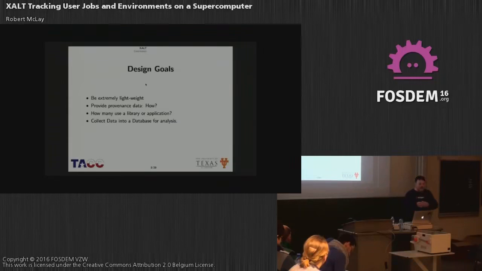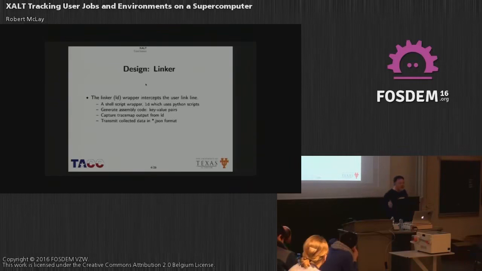So our goals are to be extremely lightweight. We want the users to not know anything that's going on. We'd like to provide provenance data, i.e. I'd like to be able to tell a user, if they asked, 6 months ago you ran this program with these environment variables, and this was the command line on this machine. We'd like to know what libraries people use. And we want to collect data into a database and for analysis, but you could also use tools like Splunk or Elasticsearch to do this analysis as well.